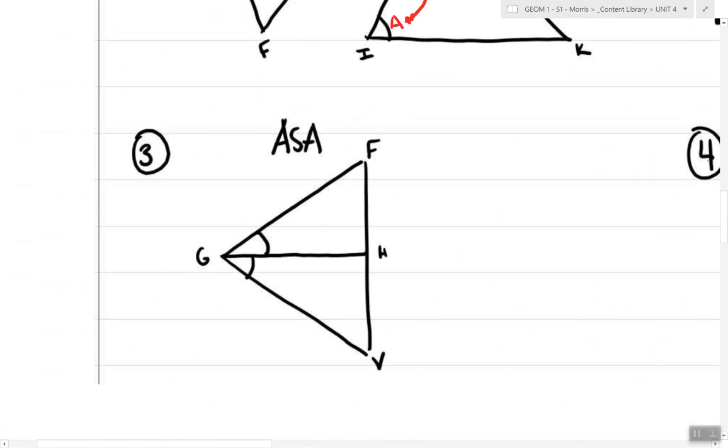Problem 3. I have a set of angles that are congruent. I know that they share the side GH. So if I have angle and I have side, I need another angle in order to use angle side angle. Now I know that the side needs to be between the two angles that are congruent. So I know that angle FHG has to be congruent to angle VHG in order to use angle side angle. So this would be VHG.